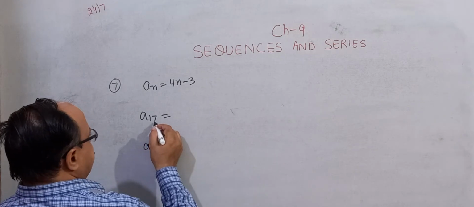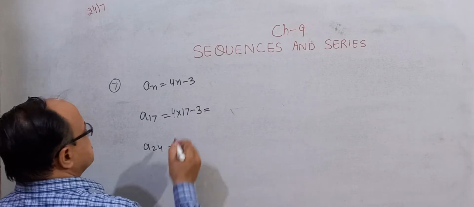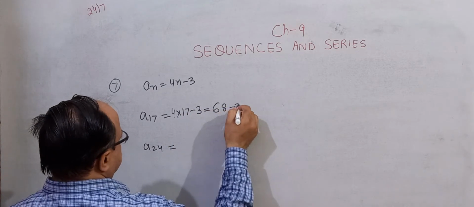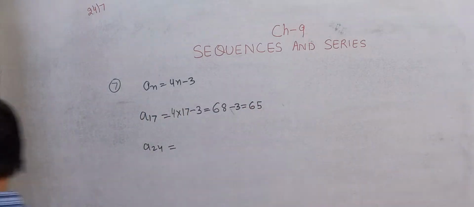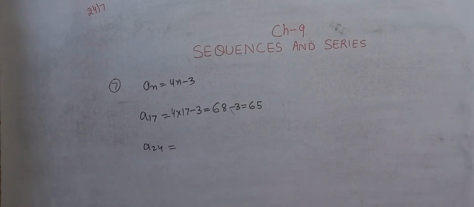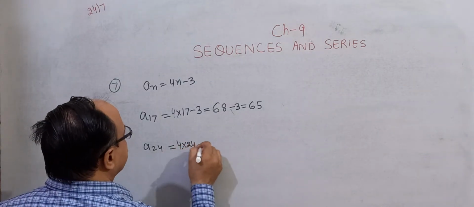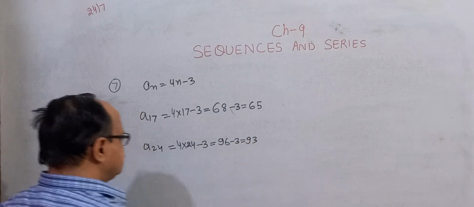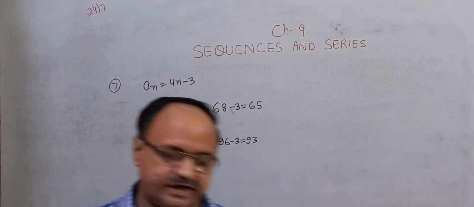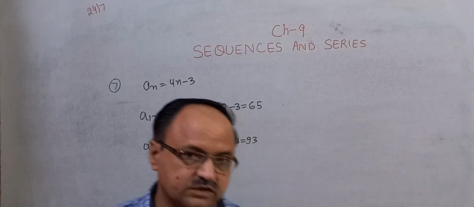You want to find the 17th term, so put here 17. 4 into 17 minus 3, 4 times 17 is 68, minus 3 is 65. And A24, put here 24. 4 times 24 is 96, minus 3, that is 93. Simple question. You can find questions number 7, 8, 9, 10. All are simple.